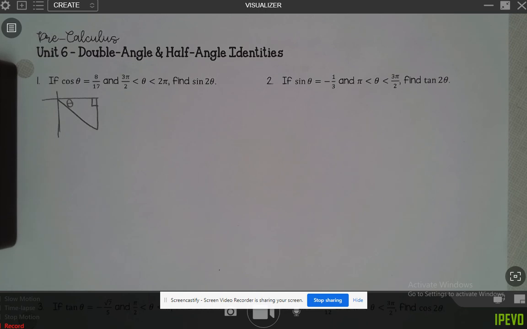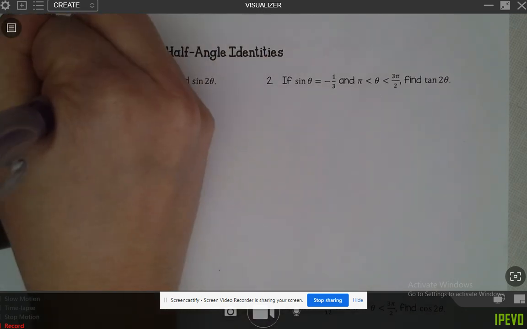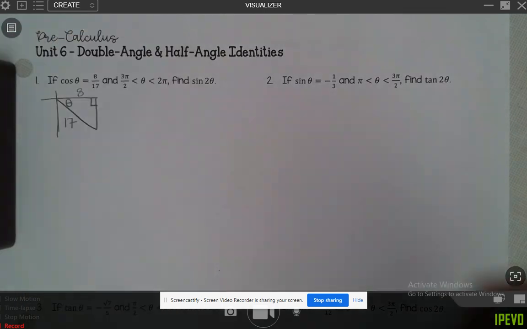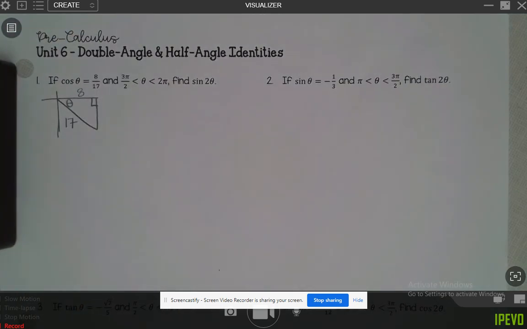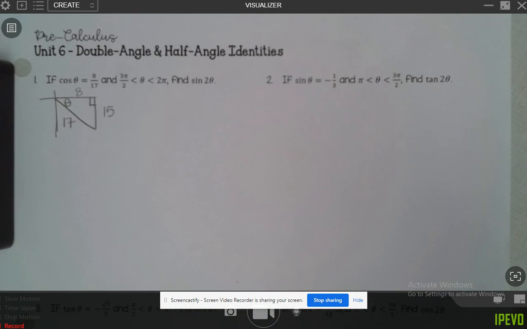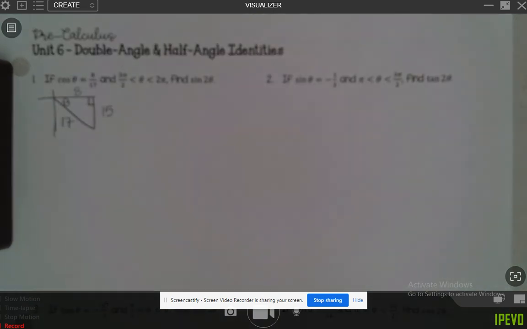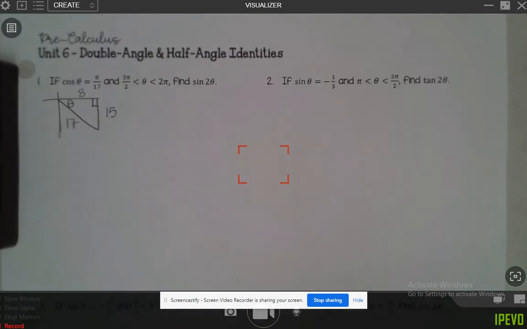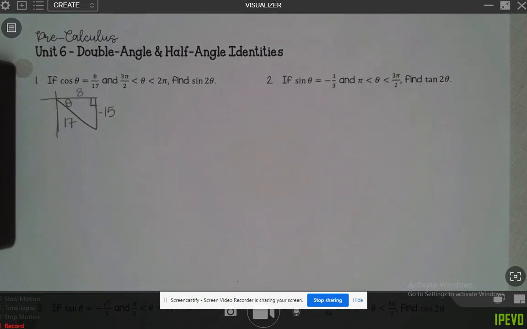Cosine is adjacent over hypotenuse. Correct? I don't think this one works out as nicely as I want it to. No, it does. That's 15, but should that be positive or negative? Negative because it's going down. Yeah? It's this thing, you're fine.